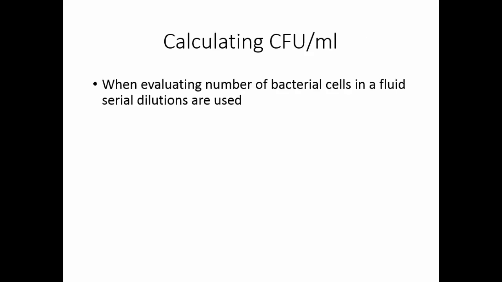When evaluating the number of bacterial cells in a fluid, we usually use serial dilutions. That is, we take a milliliter of the original solution and we dilute it several times. Usually 1 to 10 dilutions are used. All of the dilutions may be planted, so you'll have many plates.